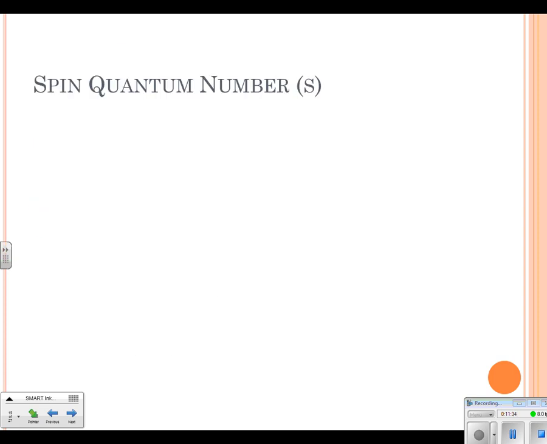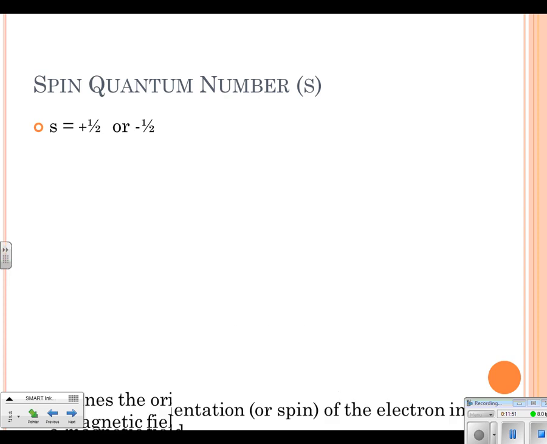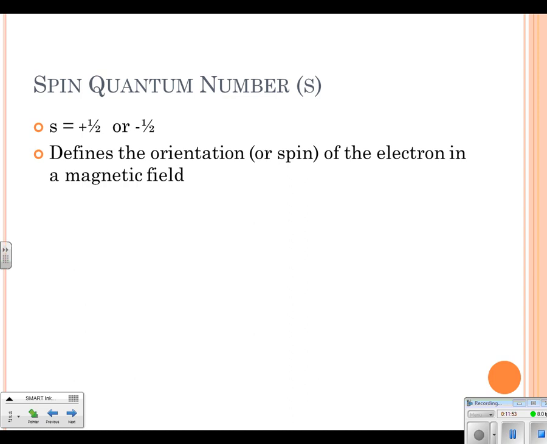All right, so our last quantum number is what we call the spin quantum number. So this relates to the 2 electrons in the same orbital. So the S can be +1/2 or -1/2. All this means is that when they're in the orbital, one spins one way and the other spins the other way. Okay, so it describes the orientation or spin.